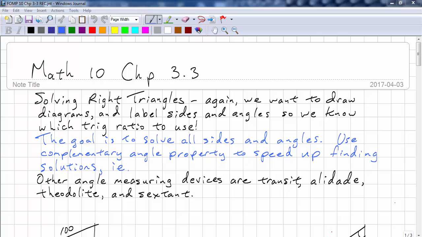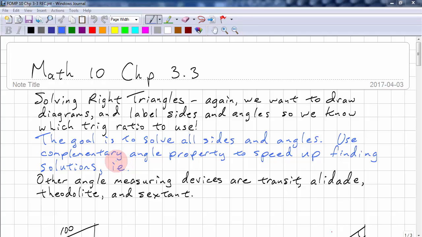This is Foundations of Math in Pre-Calculus 10, Chapter 3.3. We're looking at solving more right triangles. Again, we want to draw the diagrams and label the sides and angles so we know which trig ratio to use. And for this section, the goal is to solve all sides and all angles.